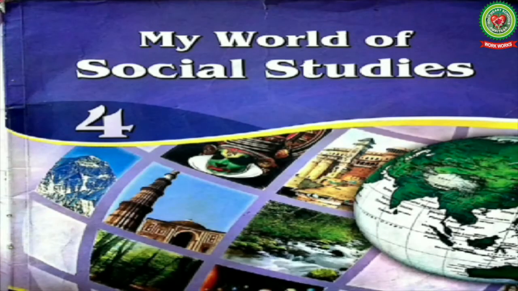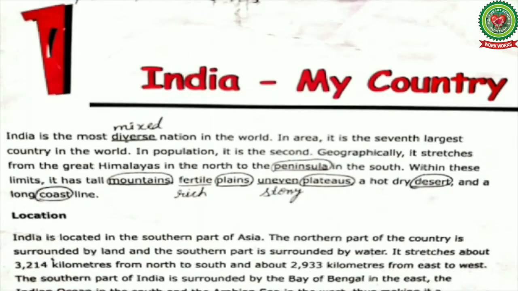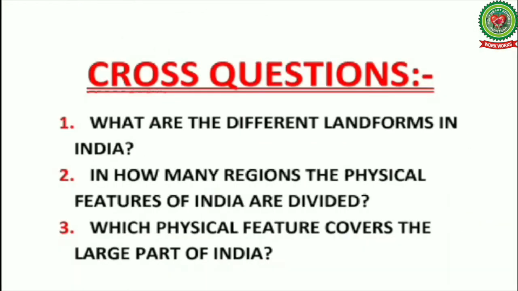So take out your SST books and take out chapter number 1, India, my country. In the last class we did physical features and here are some questions regarding the last topic. So our first question is, what are the different landforms in India? Second, in how many regions the physical features of India are divided? Third, which physical feature covers the large part of India?